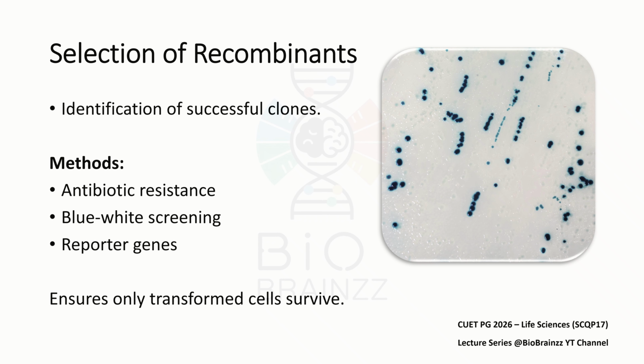After transformation, only a fraction of cells contain recombinant DNA. Selection techniques identify successful clones. Antibiotic resistance markers allow only transformed cells to survive. Blue-white screening distinguishes recombinant from non-recombinant colonies. Reporter genes produce detectable signals. These systems ensure accurate identification of genetically modified cells.